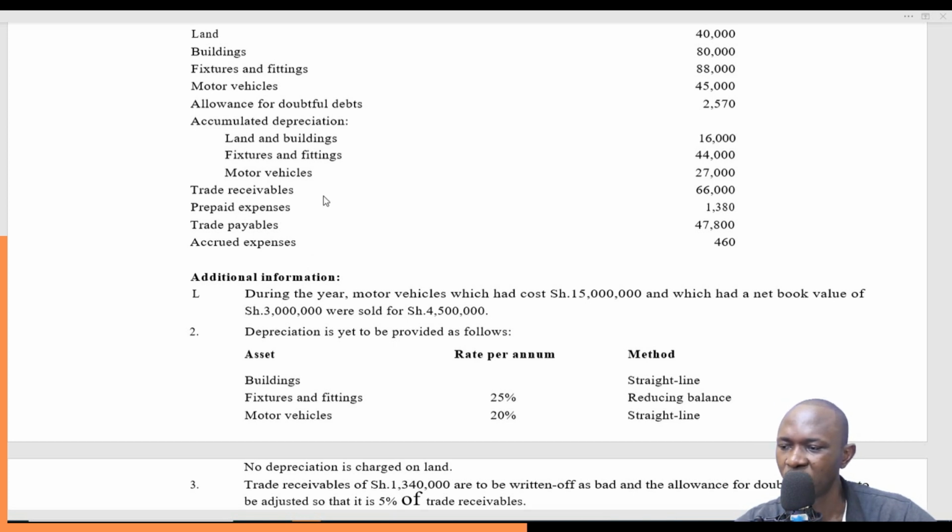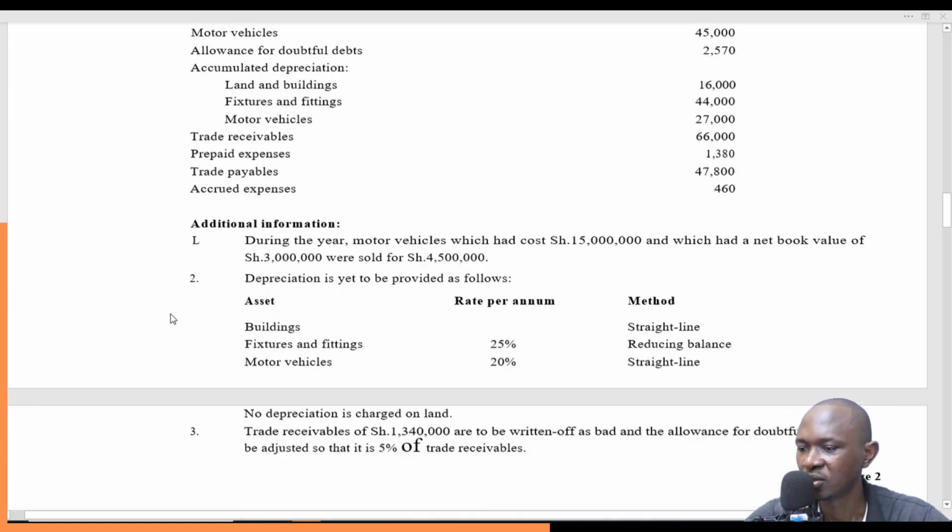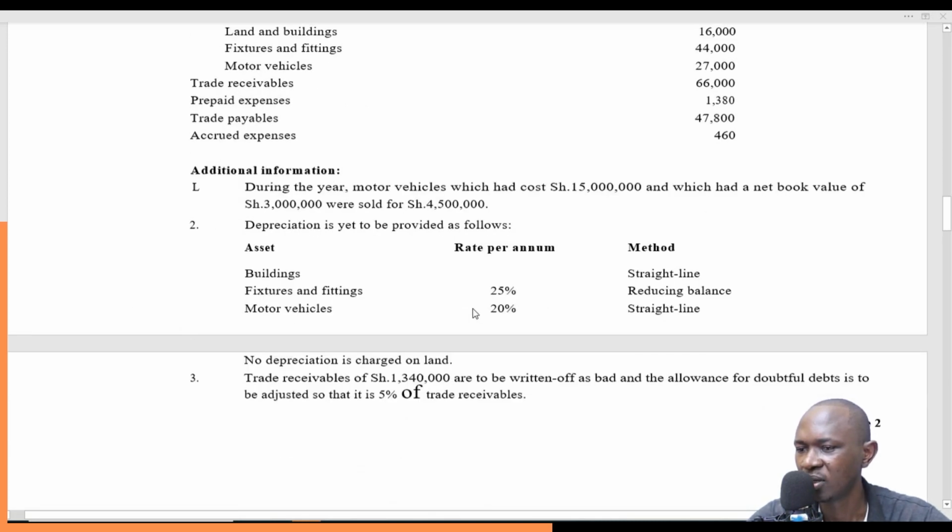During the year, motor vehicles which had cost 15 million and which had a net book value of 3 million were sold for 4.5 million. Depreciation is yet to be provided as follows. Buildings, straight line method. I think there was a rate also.